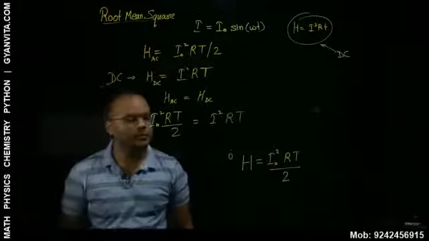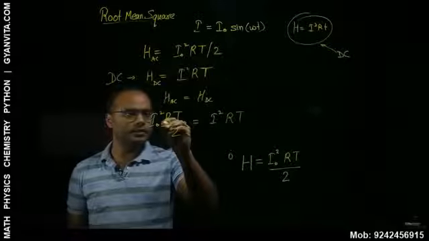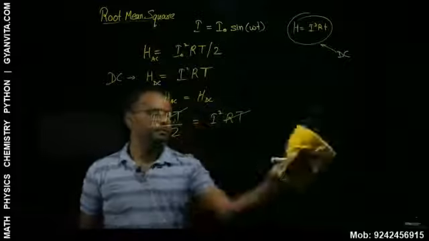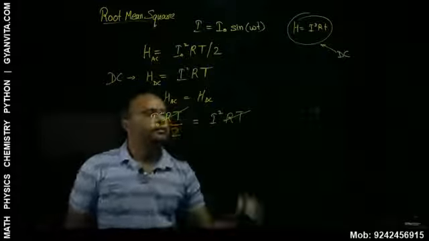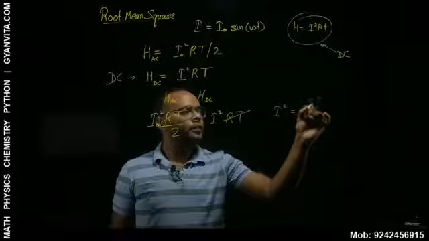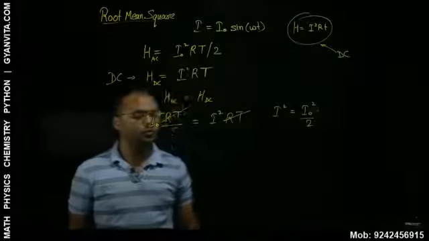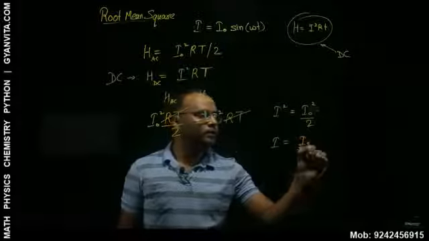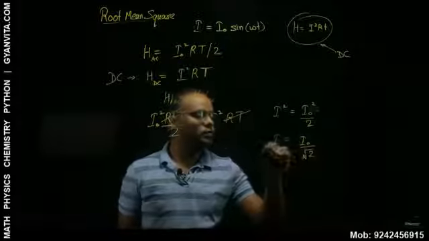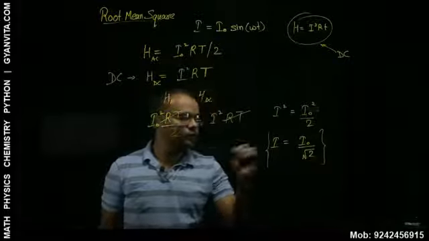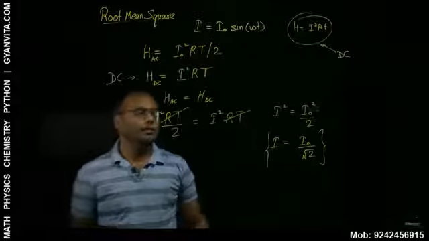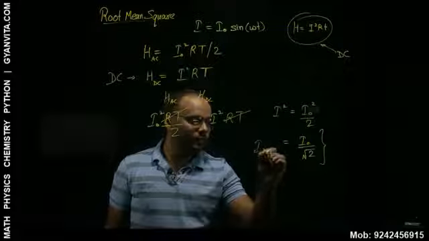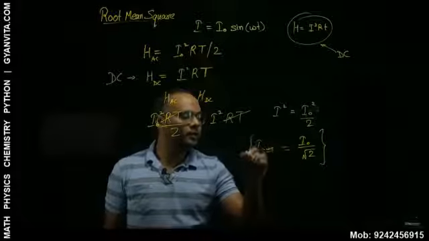Is it clear? So this RT and this RT will get cancelled, and you will have I square is equal to I naught square divided by 2. From this, what can I say? That I is equal to I naught divided by root 2. This value of DC is nothing but your RMS value. So finally, I'll say that I RMS is equal to I naught divided by root 2.